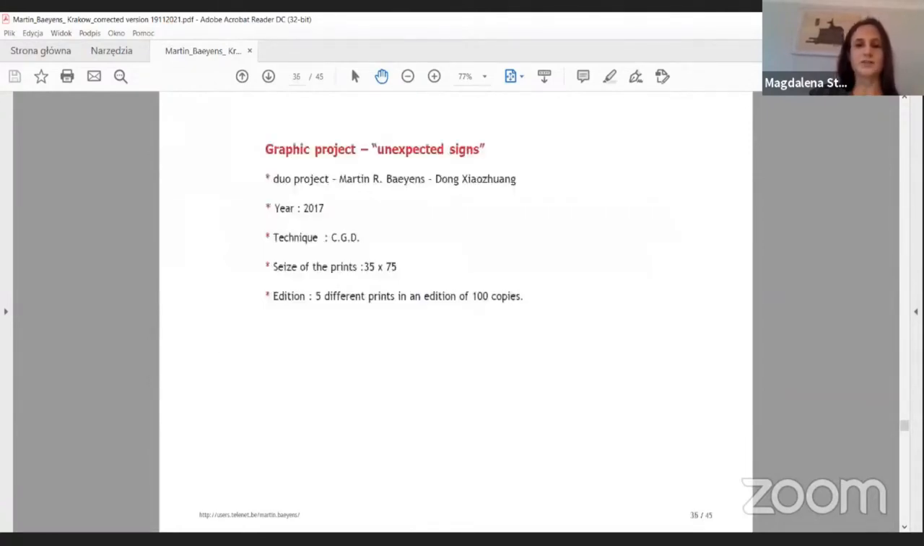Graphic project Unexpected Signs. It was a duo project by me and Dong Xiaozhuang, held in 2017 in the technique of CGD. The size of the prints was 35 centimeters by 75 centimeters, and the edition consisted of 5 different prints in an edition of 100 copies.